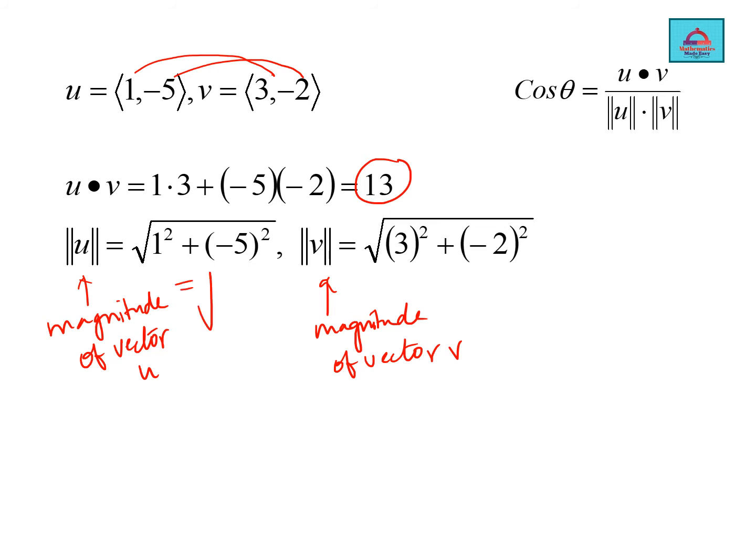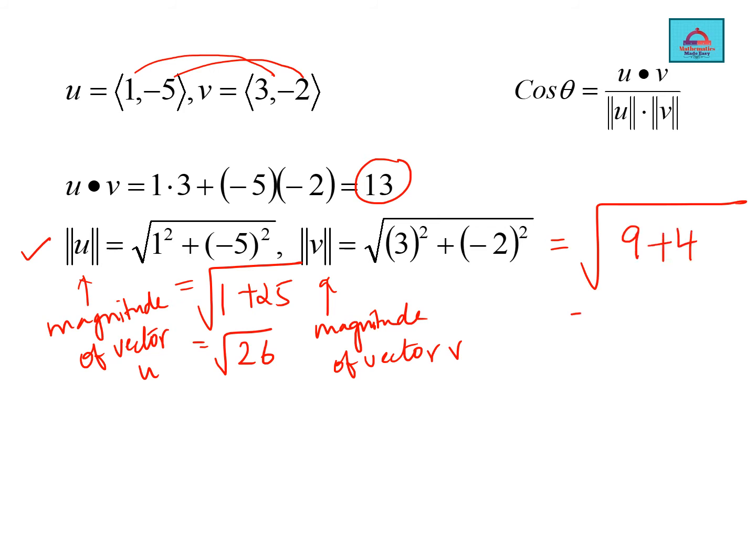So how much is this going to be? 1 plus 25, so square root 26. That's the magnitude of the first vector. For the second vector, it is the magnitude of 3 square plus minus 2 square. So this is 9 plus 4. That would be square root 13. Now that you've got all the things, the dot product and the magnitudes, you'll use this formula, plug in everything here, simplify, and let's see what we get.